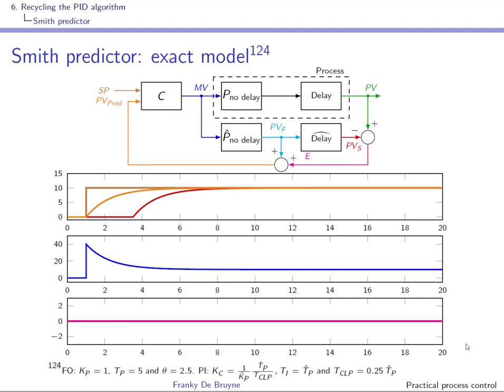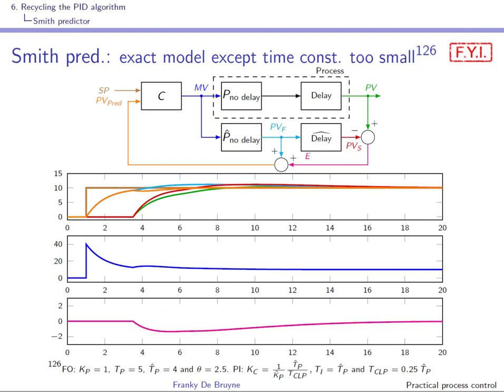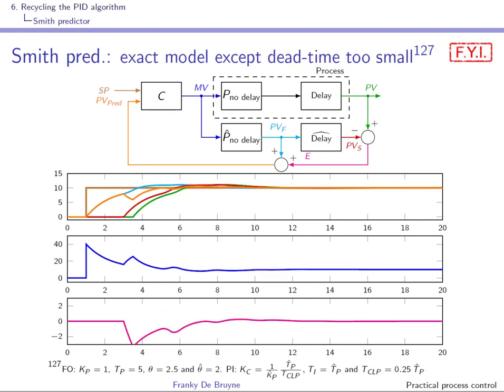What we can now do is look at what happens if the model is not exact. So what we'll do is consider 3 cases. A case where the gain is not exact, and there is a mistake in the gain. Another case where the time constant is not exact, and another case where the dead time is not exact.